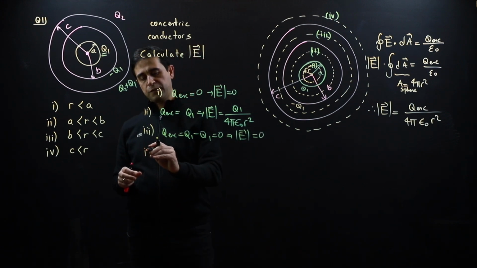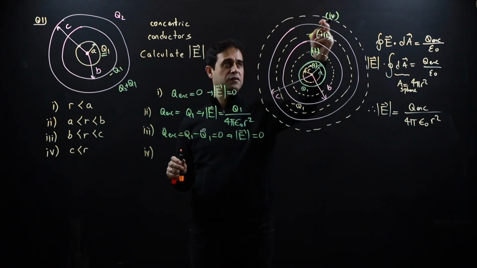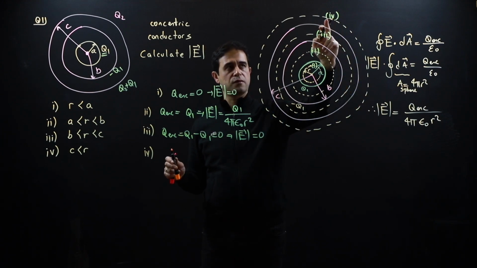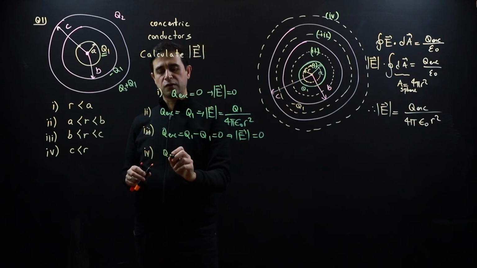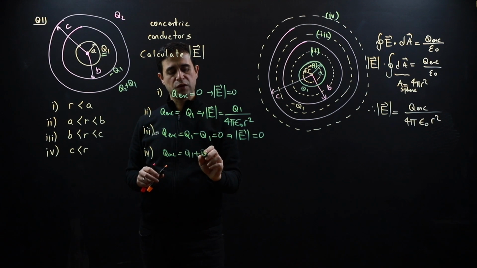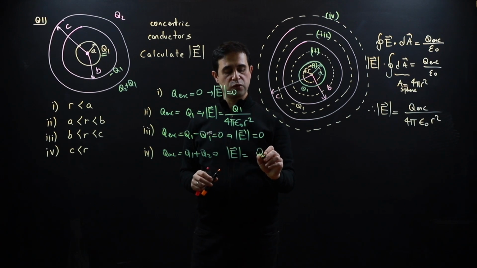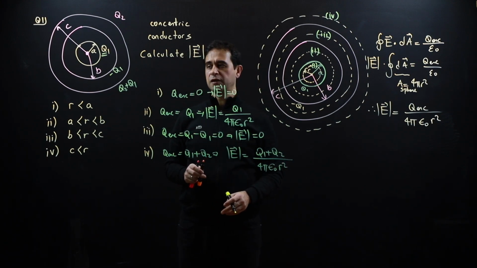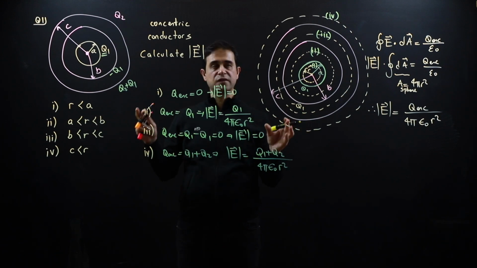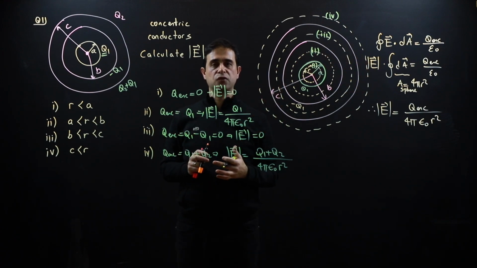And finally, the fourth part is asking us what E is when R is greater than C. So it is this fourth Gaussian surface, which is up here, right? Now the total charge inside this is Q1 plus Q2, right? So Q enclosed is Q1 plus Q2, and therefore the magnitude of the electric field is equal to Q1 plus Q2 all divided by 4 pi epsilon 0 times r squared. Okay, so this is basically it. The whole thing is basically finding an appropriate Gaussian surface and then calculating the enclosed charge inside the Gaussian surface. Thank you.